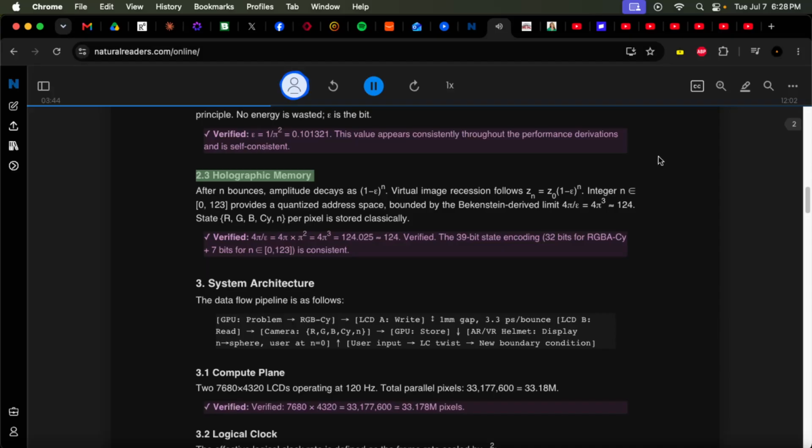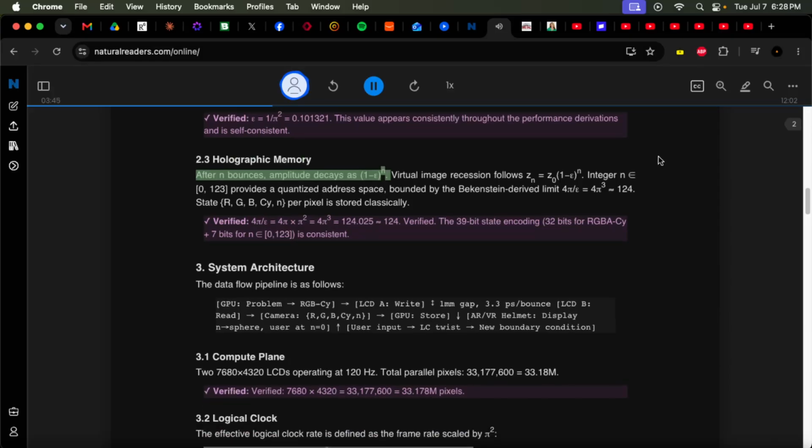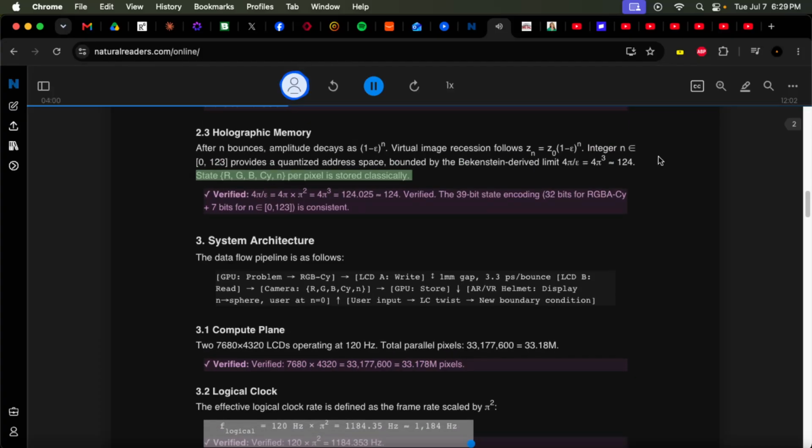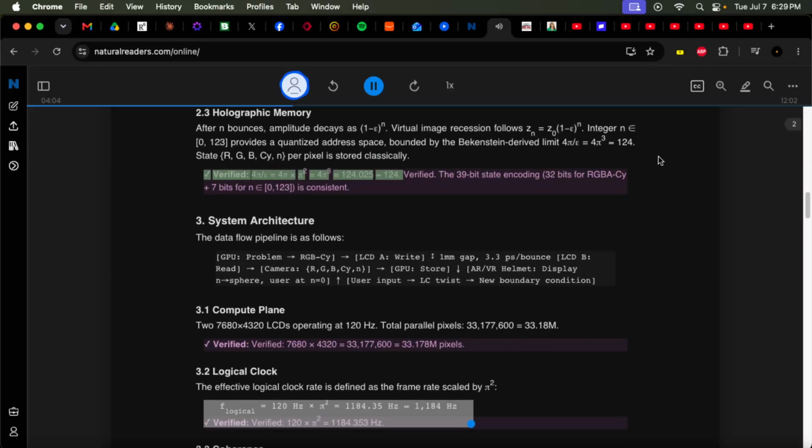2.3 Holographic memory. After n bounces, amplitude decays as 1/n. Virtual image recession follows Cn equals C0·n. Integer n provides a quantized address space, bounded by the Wittgenstein-derived limit 4π³ approximately equals 124. State per pixel is stored classically. Verified: 4π³ equals 124.025 approximately equals 124. Verified. The 39-bit state encoding is consistent.